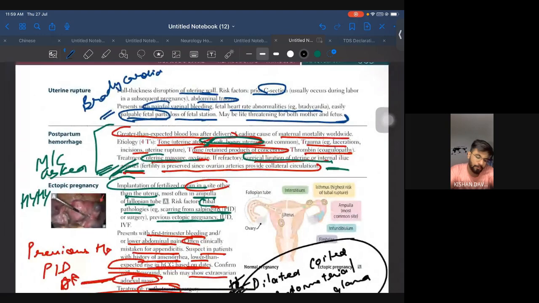So postpartum and ectopic pregnancy are very high yield. Ectopic pregnancy is high yield anyway. Okay, very high yield, so many questions in UWorld itself. So do ectopic pregnancy carefully.